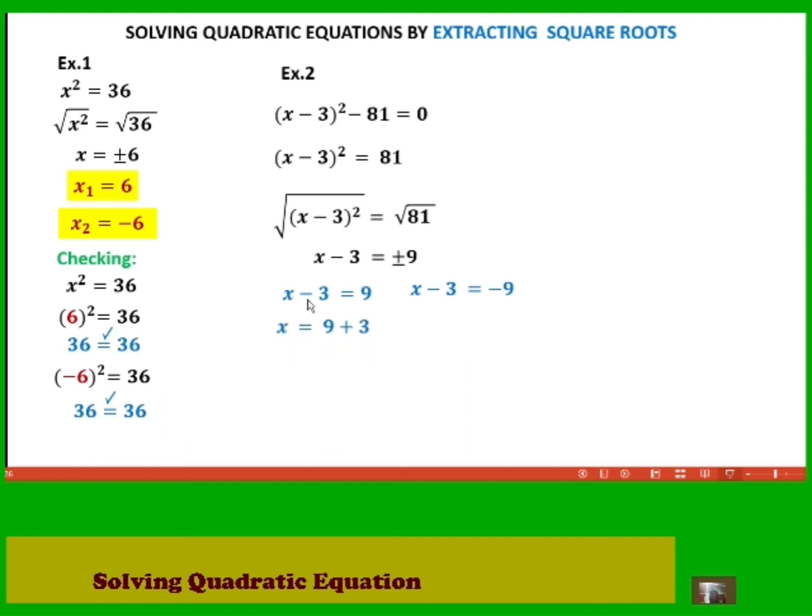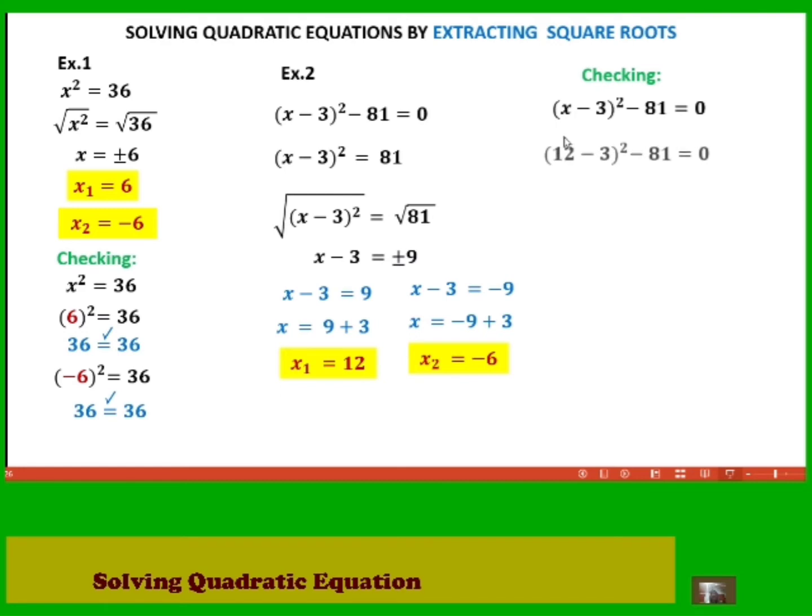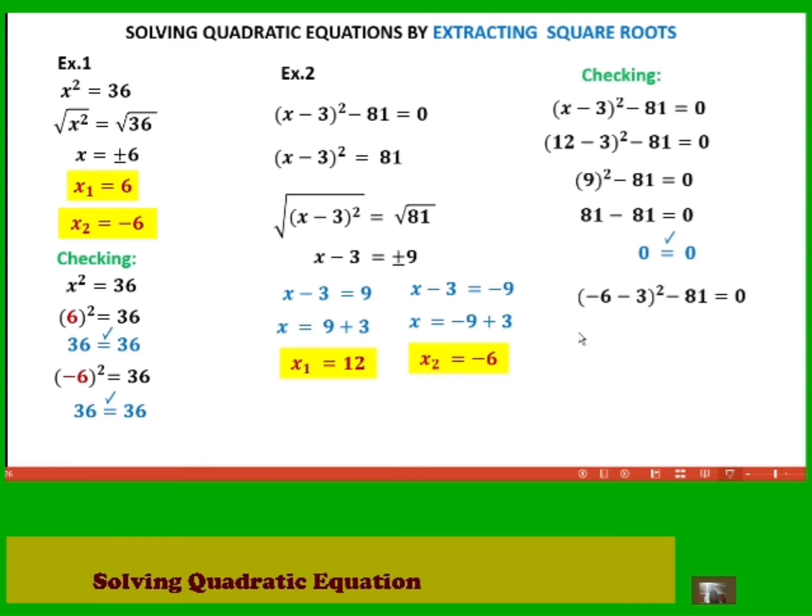Solving the equation, transfer negative 3 to the right, it becomes positive, and combine. So one value of x is equal to 12 and the other value of x is equal to negative 6. To check our answer, substitute the value of x in the original equation. If x is 12, 12 minus 3 is 9, 9 squared is 81, and 81 minus 81 is equal to 0. If x is negative 6, negative 6 minus 3 is negative 9, and negative 9 squared is 81, then minus 81 is equal to 0.